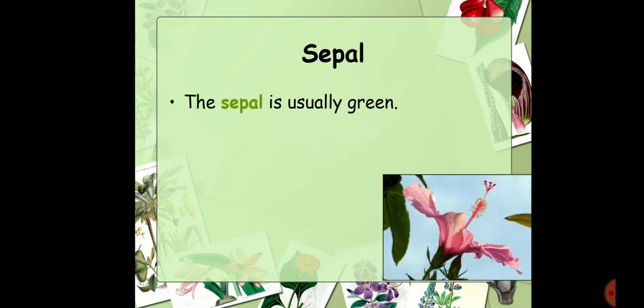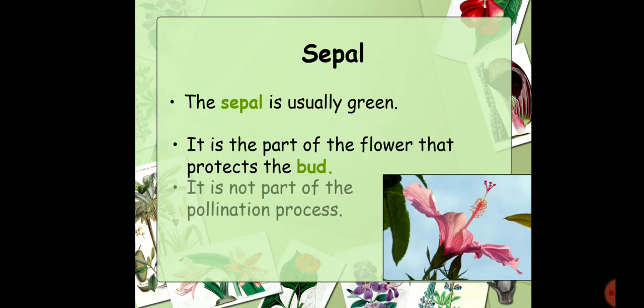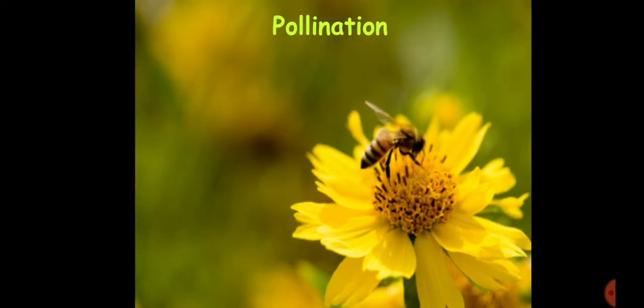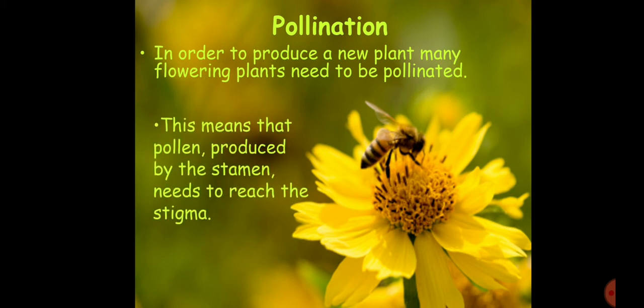Sepal. Sepal is usually green. It is part of the flower that protects the bud. It is not part of the pollination process. Pollination. In order to produce a new plant, many flowering plants need to be pollinated. This means that pollen produced by the stamen needs to reach the stigma.